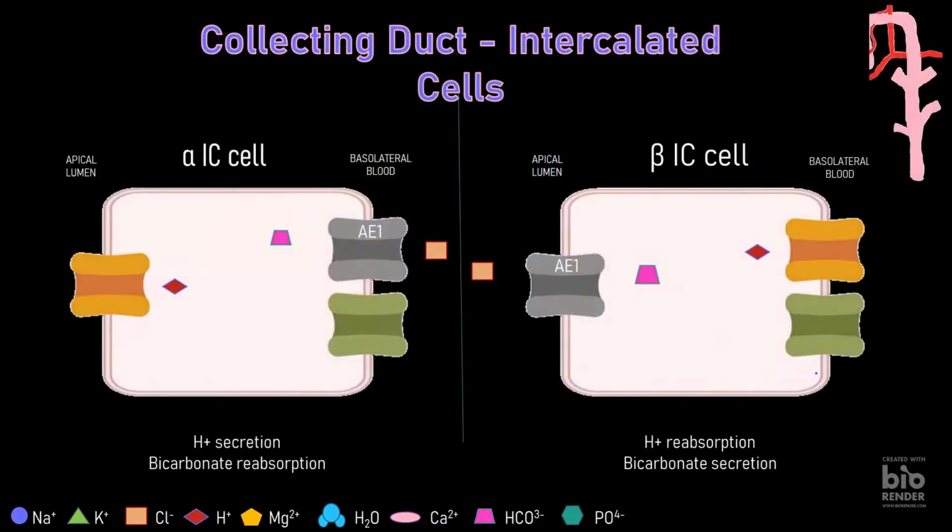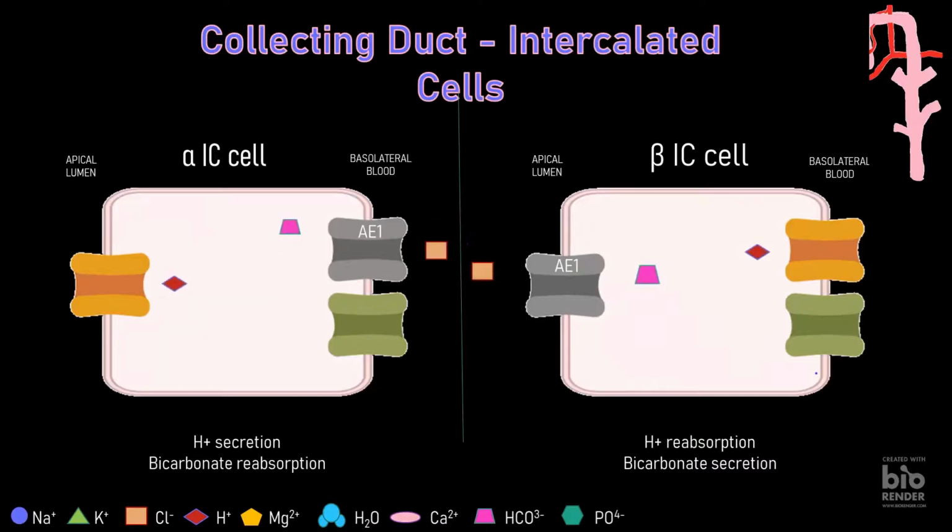There are two types of cell in the collecting duct: alpha intercalated cells and beta intercalated cells. Alpha cells secrete hydrogen ions and reabsorb bicarbonate. Beta cells secrete bicarbonate and reabsorb hydrogen ions. The balance between them determines their eventual effect.